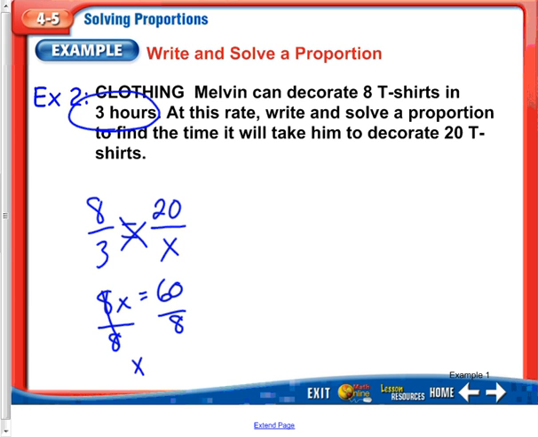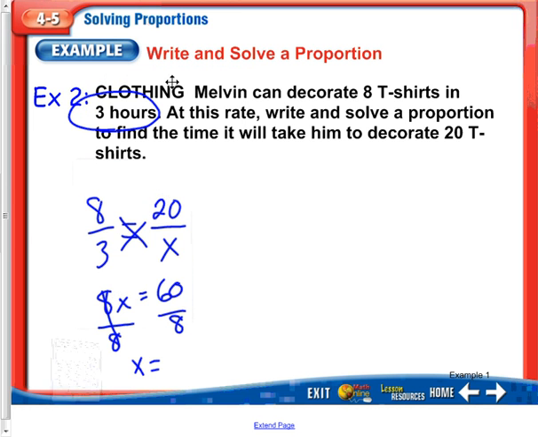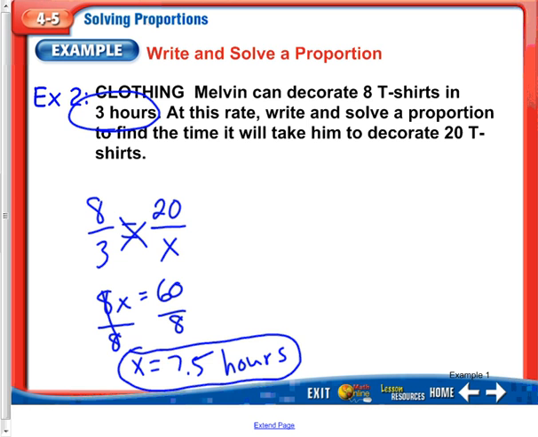So 8 divided by 8 is 1. 1x is x. And then 60 divided by 8 gives us 7.5 for x. So 7.5, and then we need to find our units. Remember, we were doing hours. So 7.5 hours is how long it's going to take him to do the 20 t-shirts.